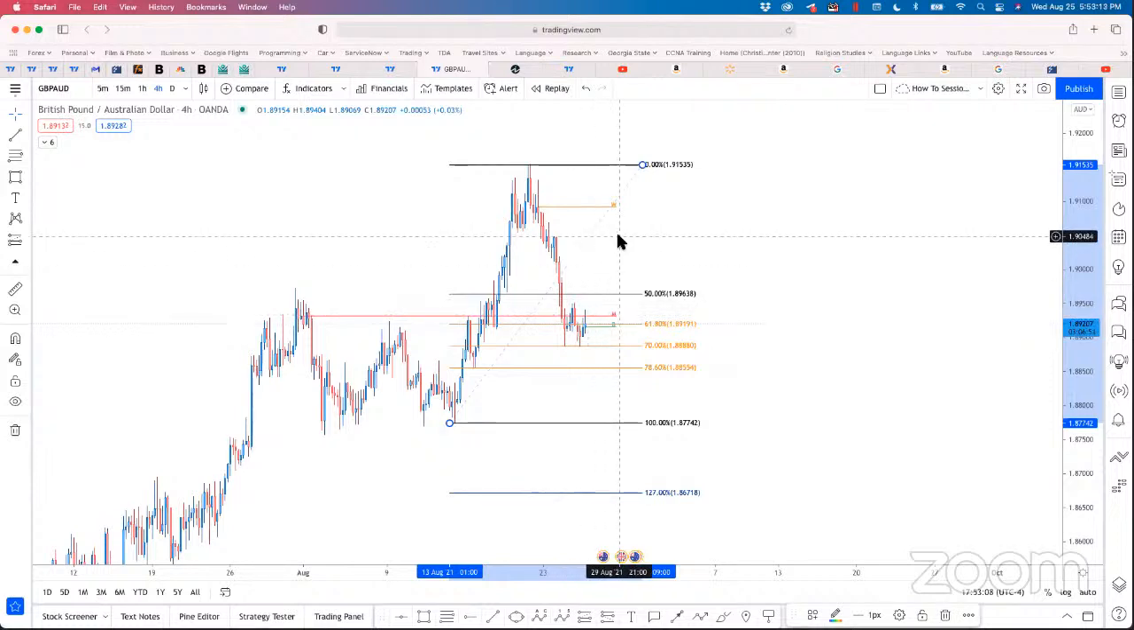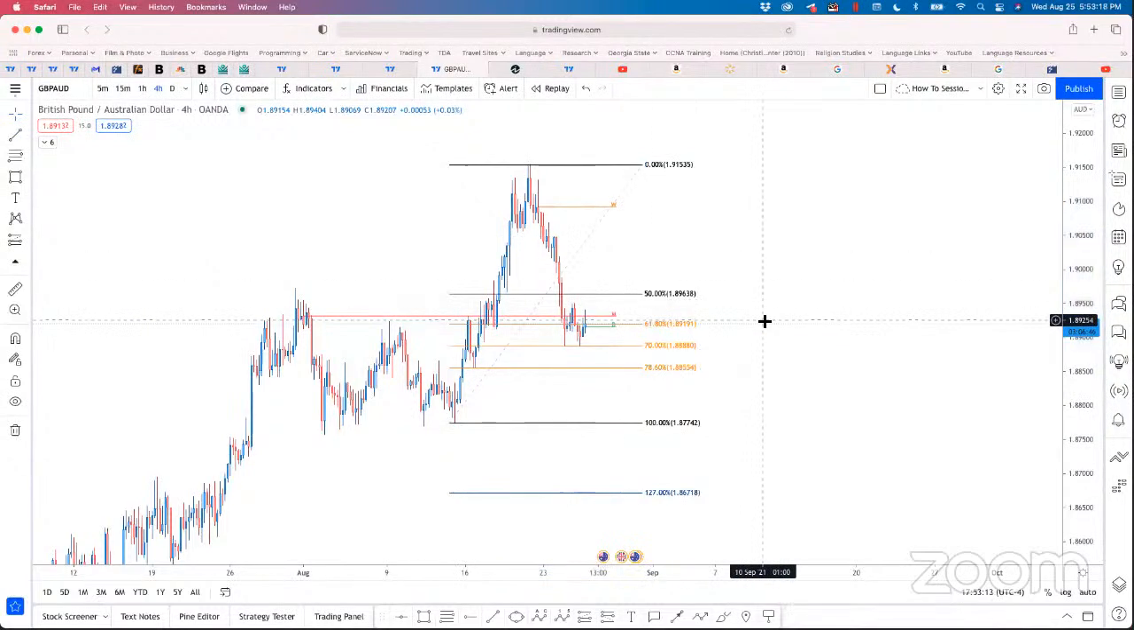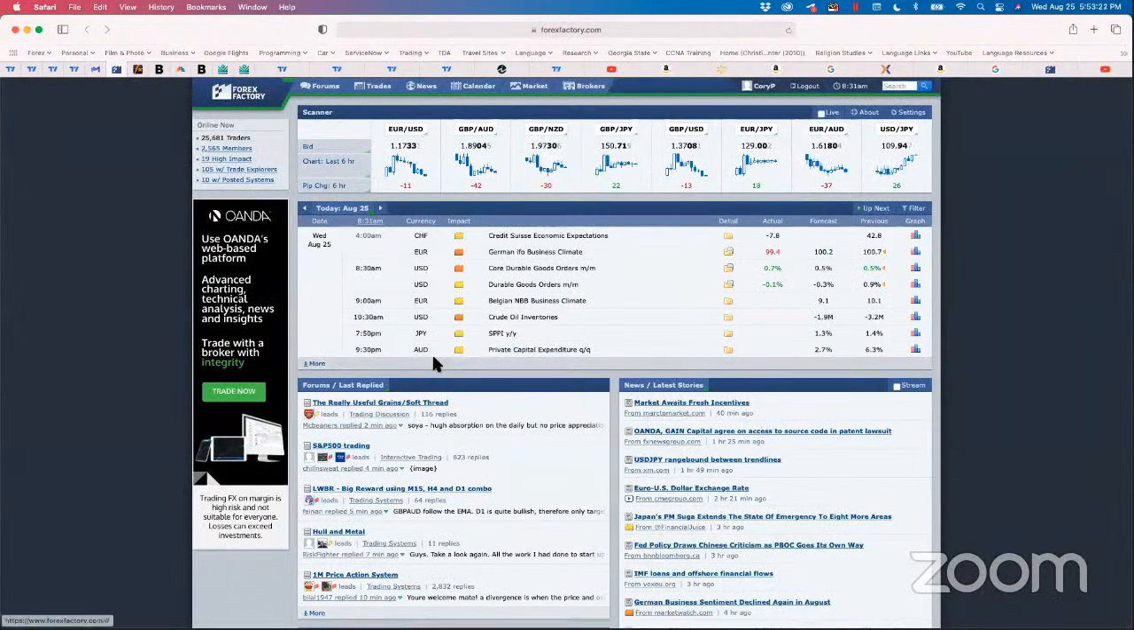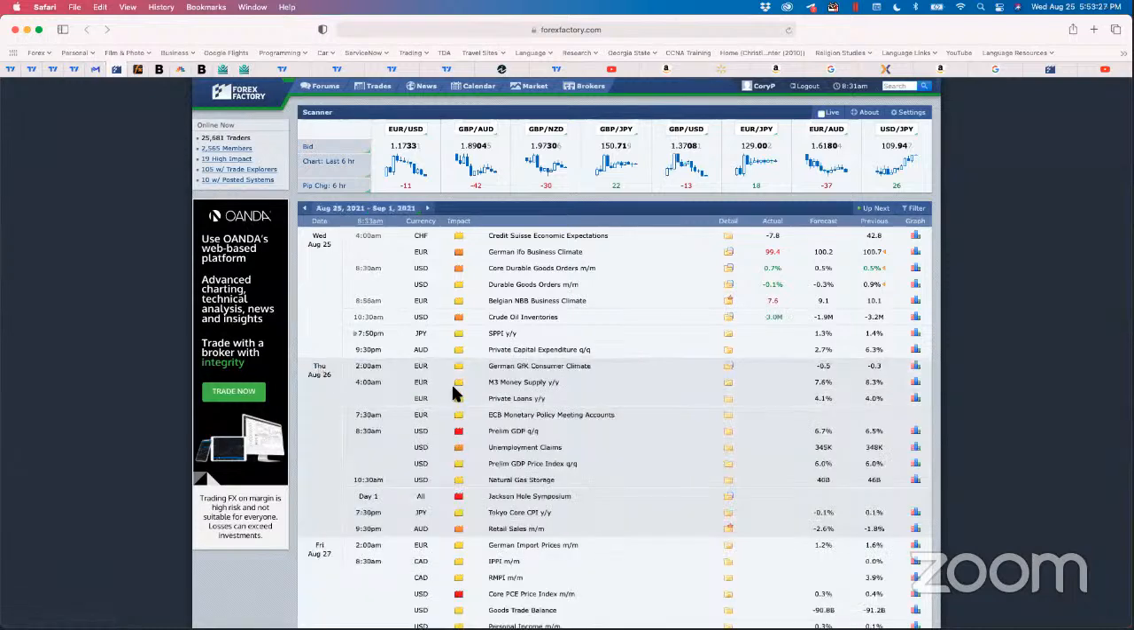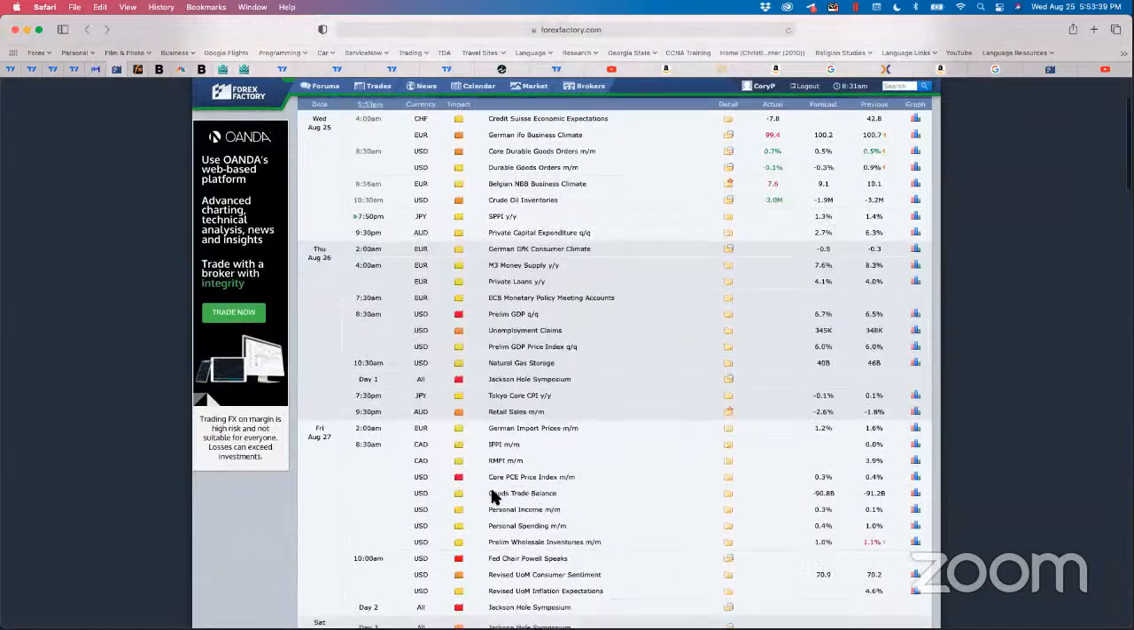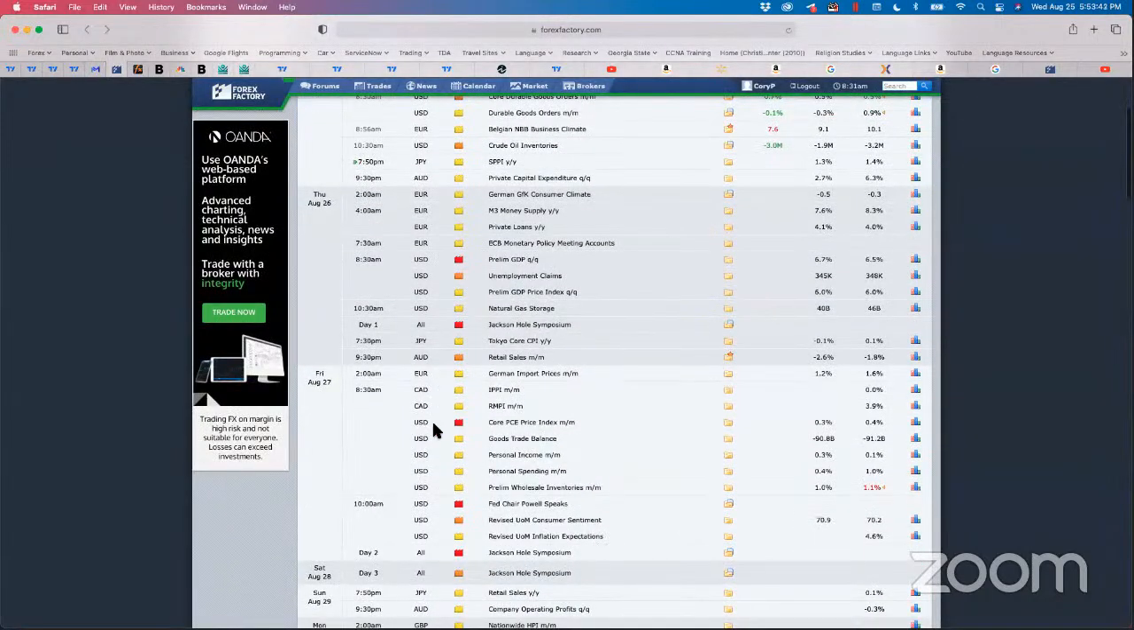I don't know what news is going on right now that could change. Let's see. You got 9:30 private capital expenditure, GA, GBP AUD. You got retail sales tomorrow at 9:30. Friday. Oh yeah, it's doing some wicking right now. It just wicked me out. I was like 12 pips down.